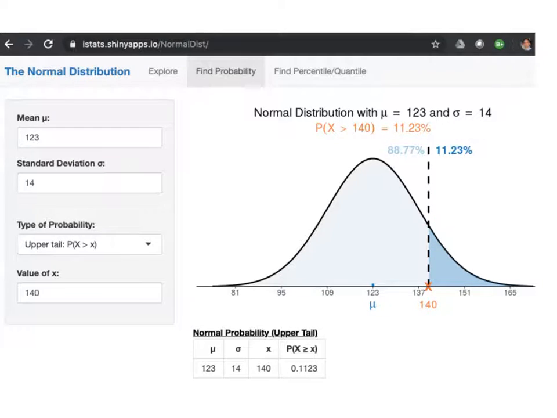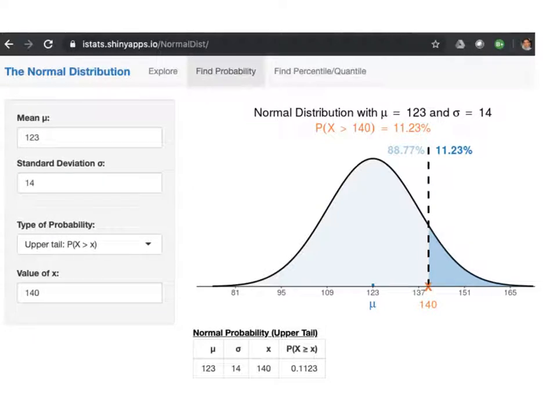Notice this looks exactly like the picture I drew. I didn't label these values, but we could have. Those are just going up by 14s. Anyway, 140 is right there, right above the first standard deviation. And everything to the right has an area of 11.23%, or as a proportion, 0.1123.